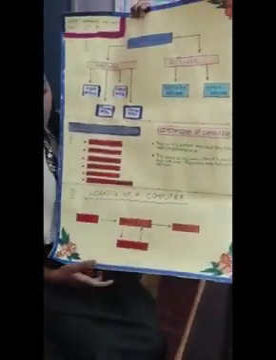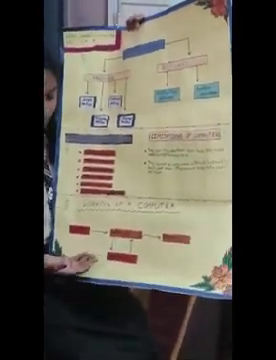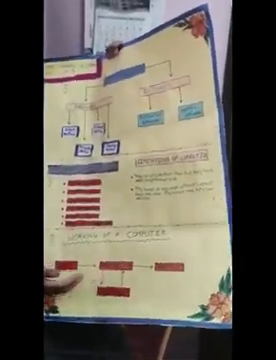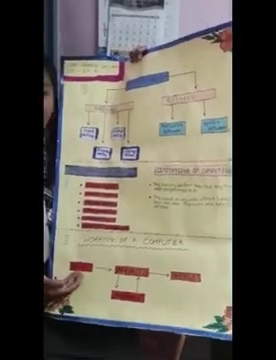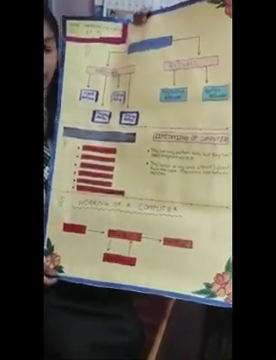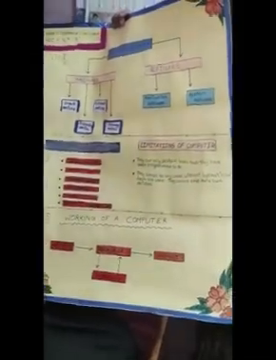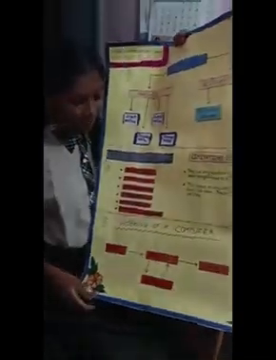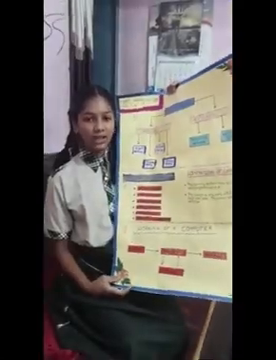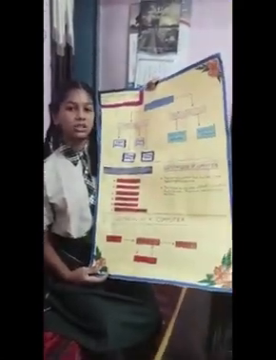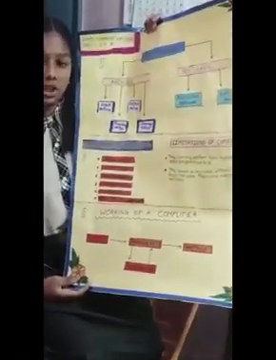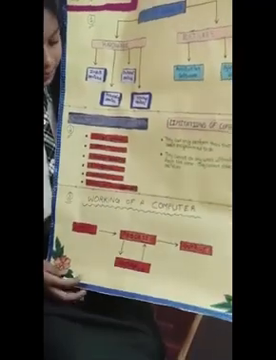Working of a computer is also mentioned below. Input, process, output, storage. Input is the collection of data or instruction entered into the computer. Example, keyboard, mouse, scanner, joystick, etc. Process is the manipulation of data as per given instruction. The CPU, Central Processing Unit, controls the operation of all parts of the computer.